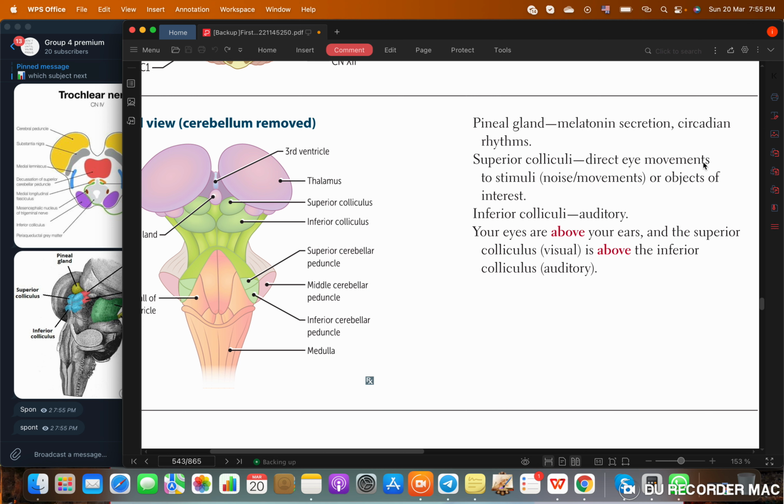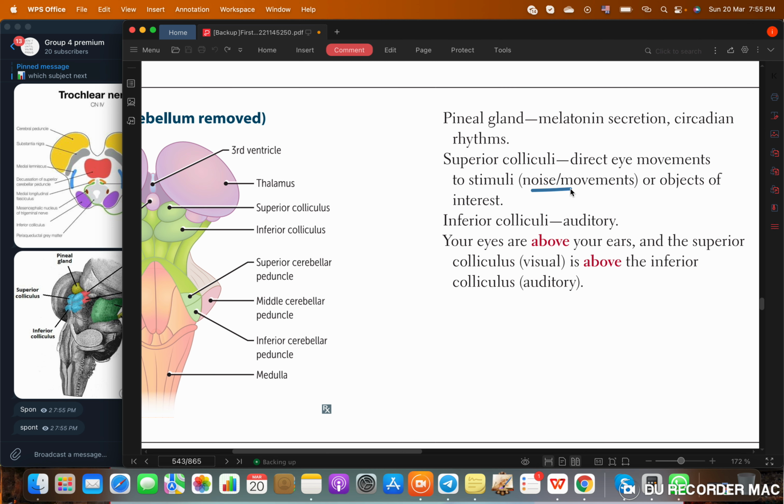So superior colliculi direct eye movement to stimuli, noise, movement or an object of interest. The inferior colliculi, however, are responsible for auditory function. On the exam, they will tell you about somebody who got an injury of one of these structures, and they will ask what is going to happen to him. Inferior colliculi, he will become deaf. Superior colliculi, he will have a visual problem.